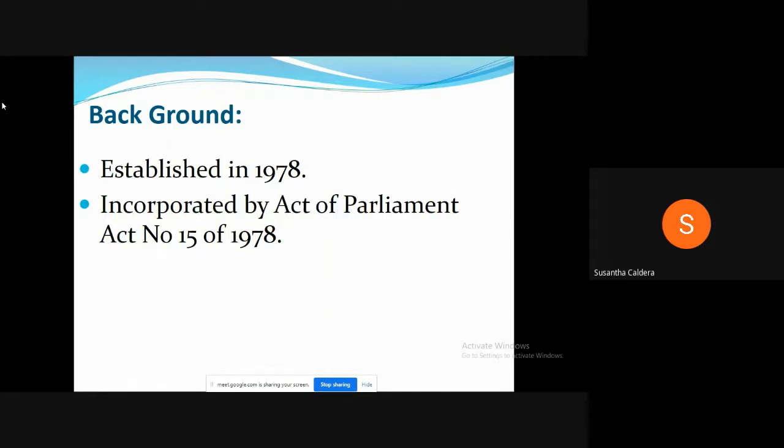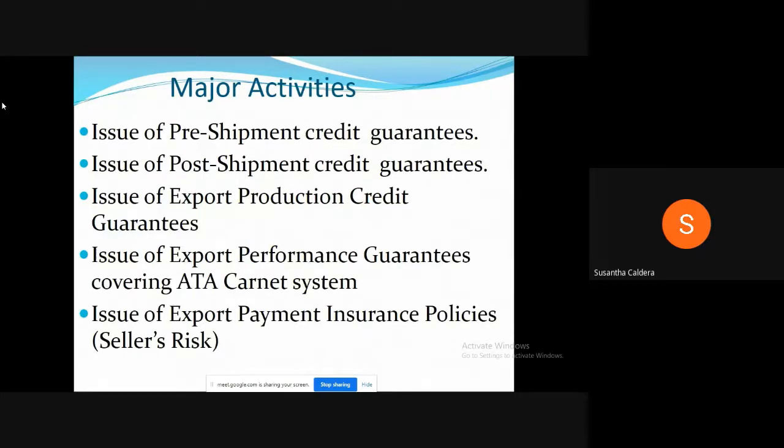So he is the one who started this organization to support the exporters. It was established in 1978 under Parliament Act number 15 of 1978. Right? The major activities under this SLECIC, Sri Lanka Export Credit Insurance Corporation: every country has these export credit insurance corporations. Every country has. But in Sri Lanka, it is SLECIC because Sri Lanka Export Credit Insurance. Nothing else, export credit insurance corporation, ECIC. Every country has one.